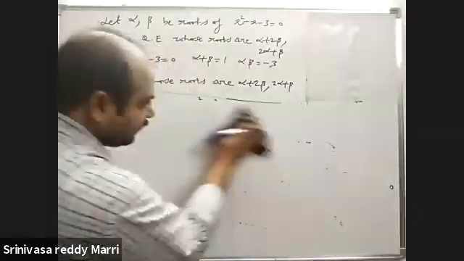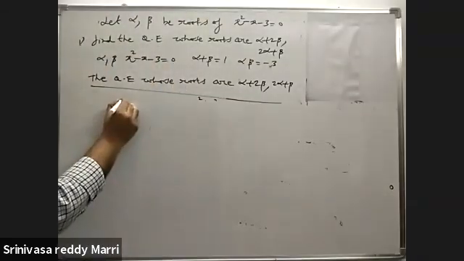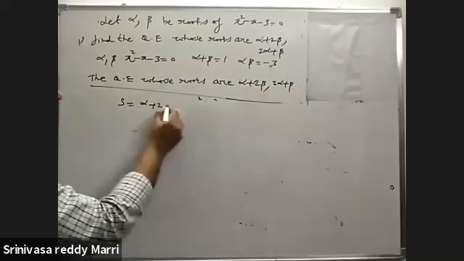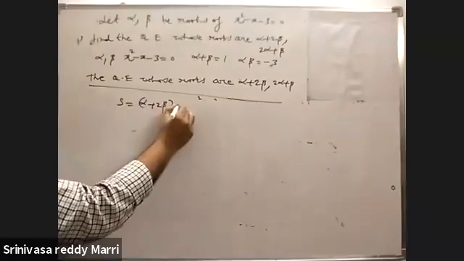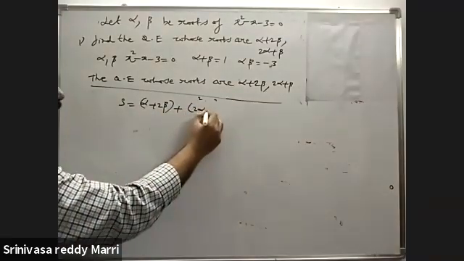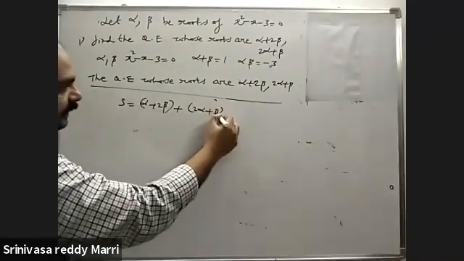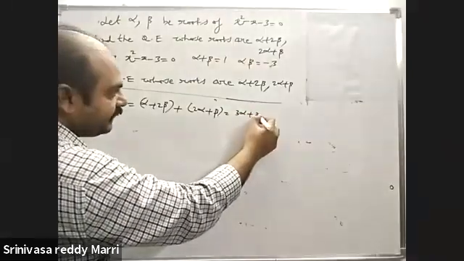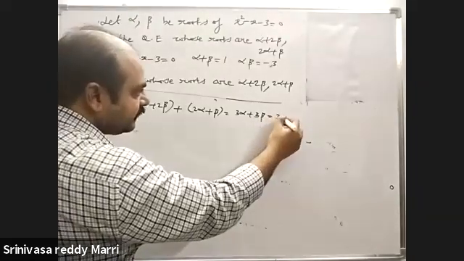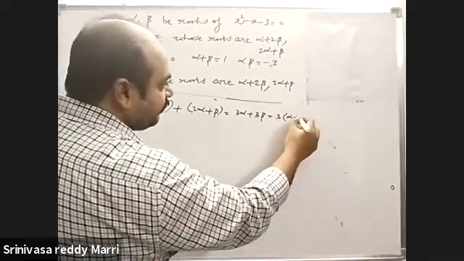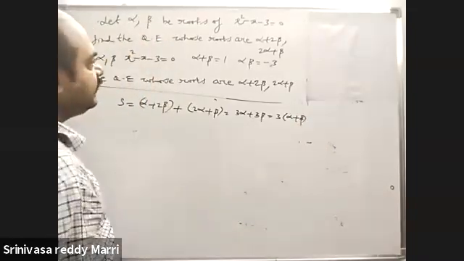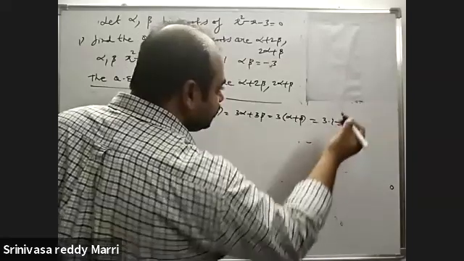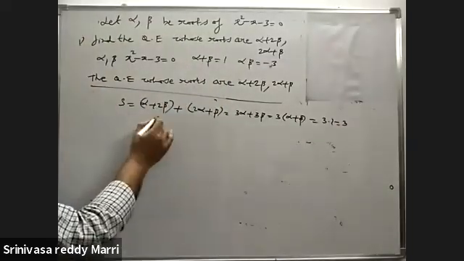Now I will calculate what S is. S is nothing but the sum of the roots, sum of these two roots: alpha plus 2 beta plus 2 alpha plus beta. This is nothing but 3 alpha plus 3 beta. That sum you can easily calculate. 3 into alpha plus beta means 3 into 1, that means 3. You can easily calculate. So yes, you got 3.